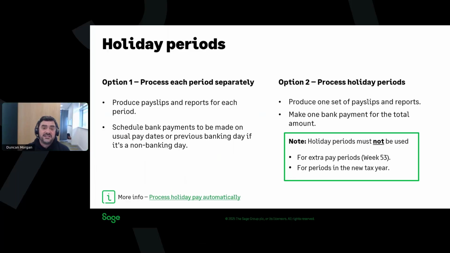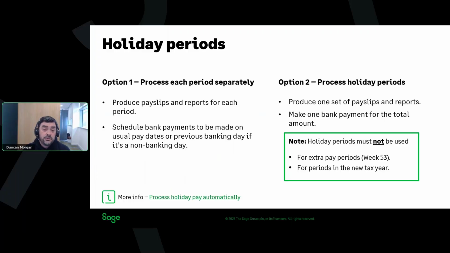Now, the other way you can handle it in payroll is to process a holiday period. And what this will do is it will automatically apply the extra allowances for tax credits and cut-off points for the period that you're paying in advance. The advantages of doing it this way is that you get a single set of pay slips and reports showing the total payment being made and the total net pay. And if you produce bank files in payroll, you'd be able to create a single bank file with the full amount to be paid for all of those periods.